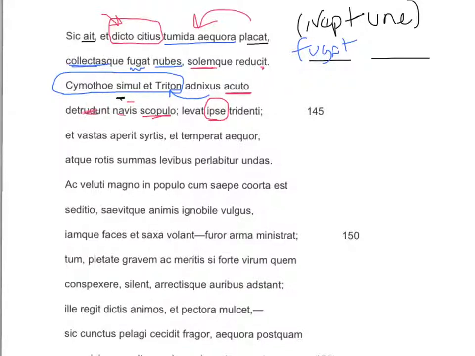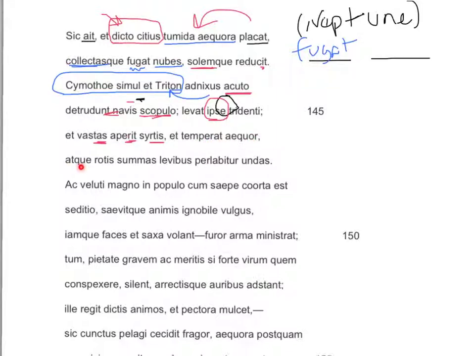Okay, we're back to Neptune some more. Et vastas aperit Syrtis. Vastas, Syrtis, another noun-adjective pair in the accusative. Guess what? Neptune is going to do things to the vastas Syrtis. He's going to open, aperit, the vast shallows, or sandbars. I suspect he's doing that to help Aeneas's fleet escape. Et temperat aequor, and he tempers the water.